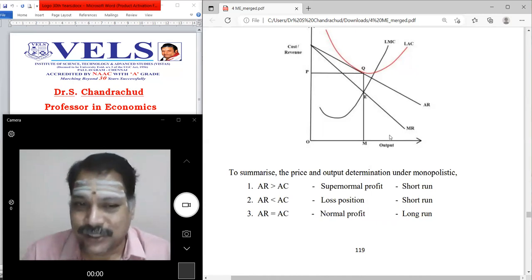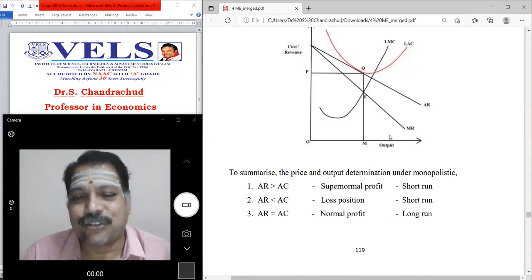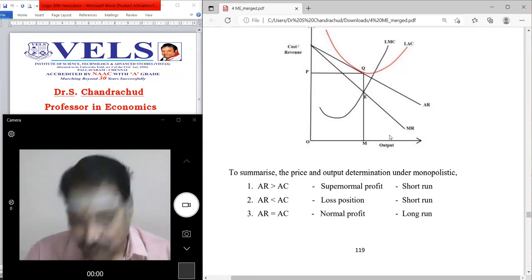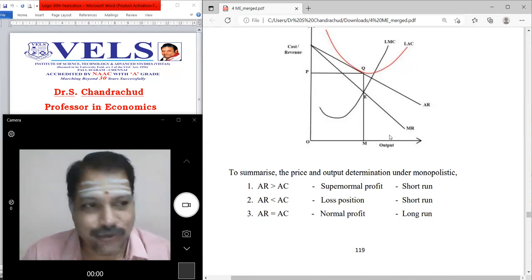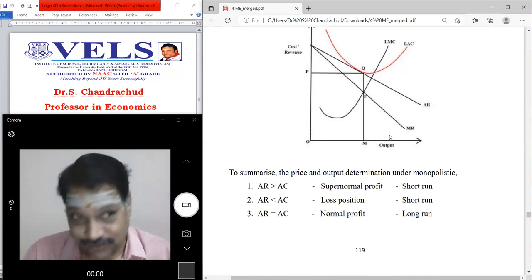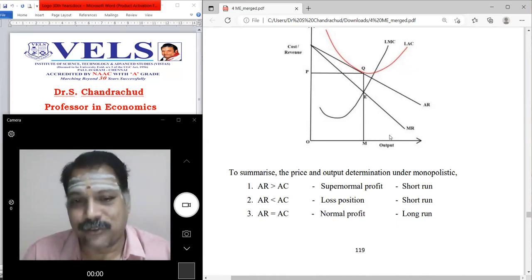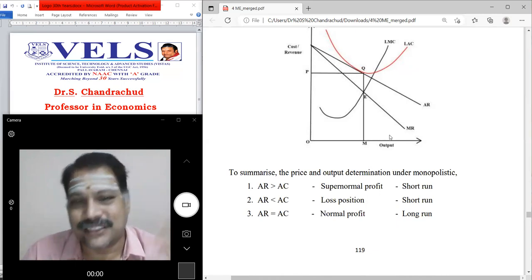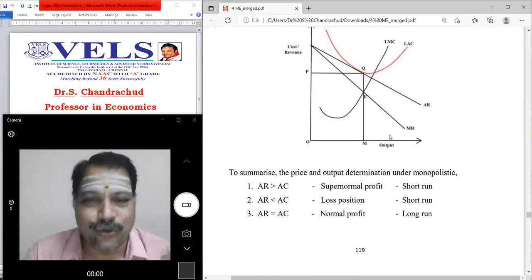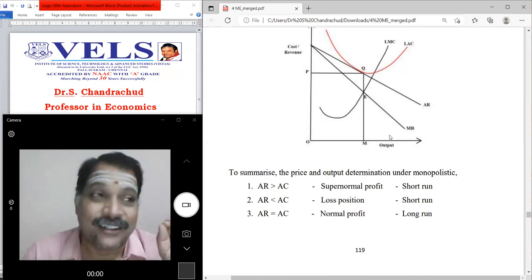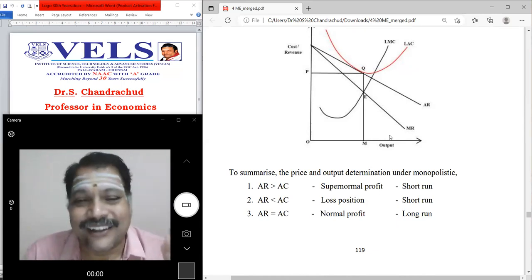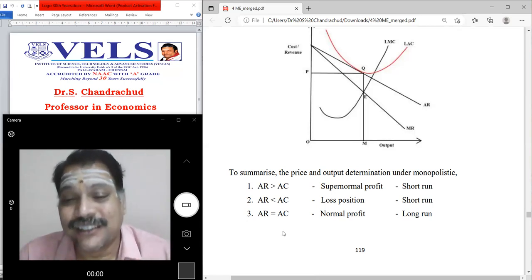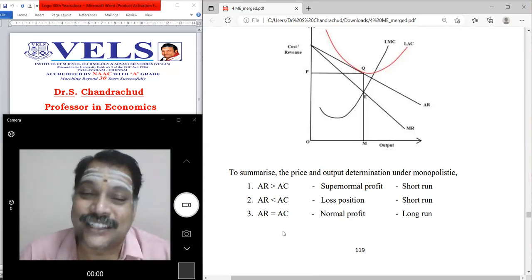There is another possibility in the short run. Sometimes the average revenue will be less than the average cost. At that time, the firm incurs a loss. So it's a loss position. This is also possible in the short run: either supernormal profit or loss. These are the two possible profit positions. At that level, we have to find the output and the price, the OM level of output and the OP level of price. But in the long run, they earn only the normal profit. Why? Because there the average cost is equal to the average revenue.